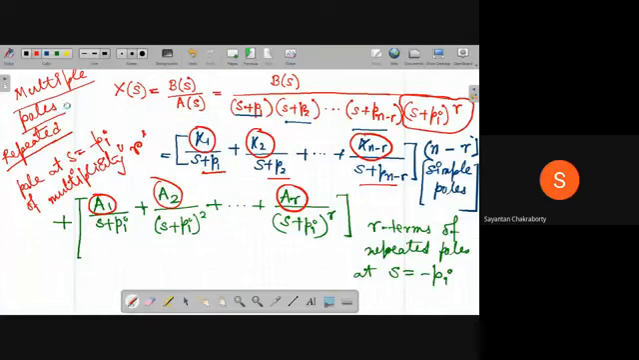The partial fraction we want to calculate, the residues that we want to calculate are a1, a2 up to ar.